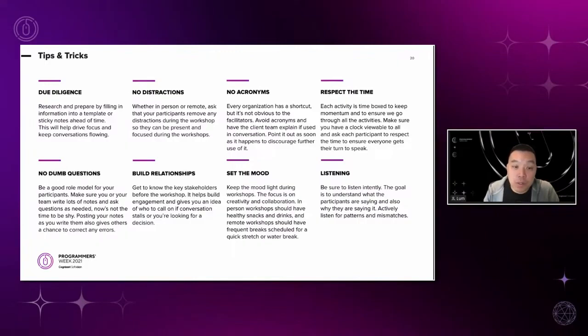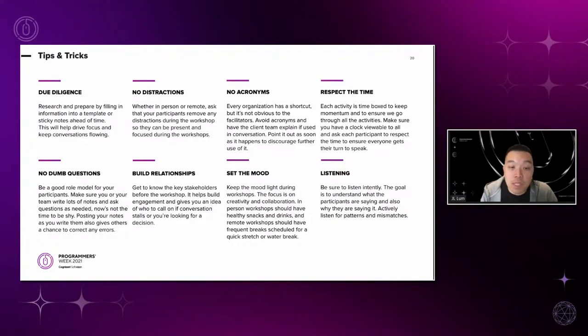Build relationships. This is one that's key as well. You want to get to know your stakeholders before the workshops. This definitely helps to build engagement and gives you an idea of who to call out if a conversation stalls or if you're looking for a decision. If it's a decision, it's usually going to be your super voter or your decider, the product owner. And if it's a question for either a technical person or the subject matter expert, you know to call on them and have them keep the conversation moving and also provide their expertise on the topic.